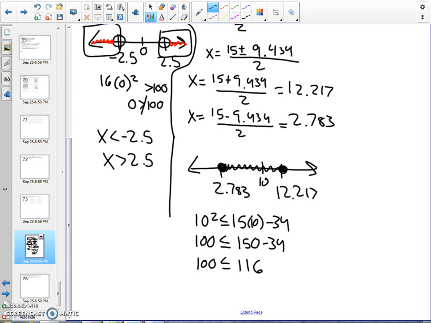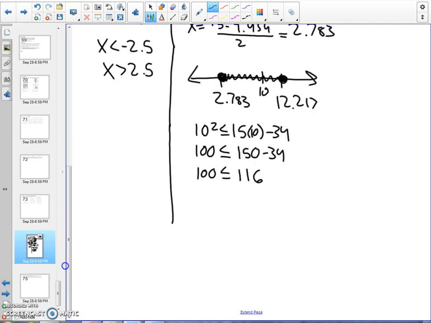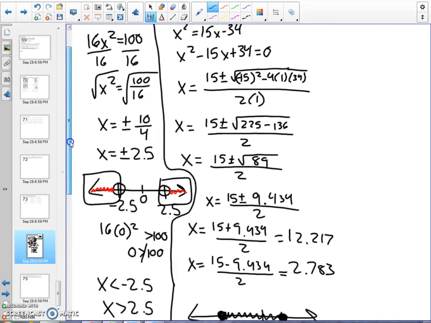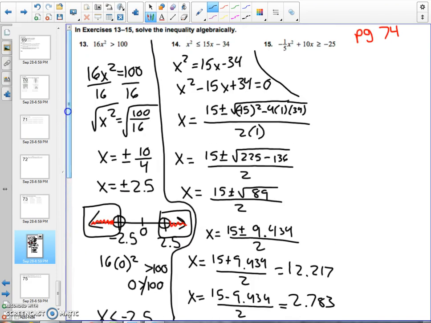So when it's this way, we can write this as one set of solutions. So we would say that 2.783 is less than or equal to x is less than or equal to 12.217. So this is another way to say that x can be anywhere between those two numbers. So this is the correct way to write this. That's the correct notation we're looking for. So this means between.